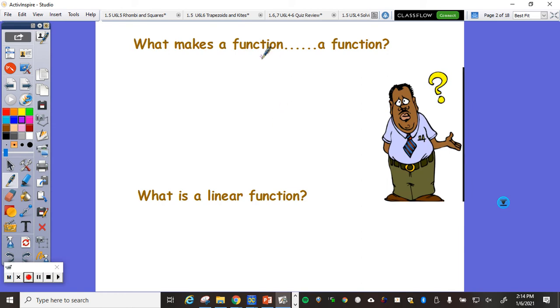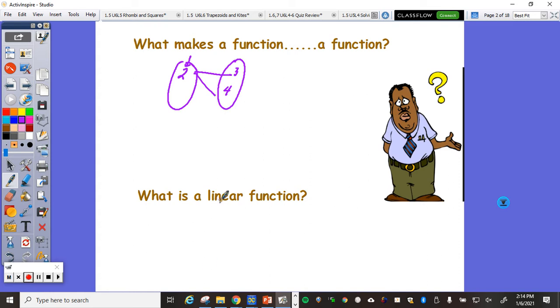Let's start first with what makes a function a function. Remember when we did the mapping diagram? Let's say I had a 2 and it was mapped to a 3 and a 4. Was that a function? No. Why? Because my x can only be mapped to one y. I can't have an x value that is mapped to 2 different y values. That's what makes a function a function.